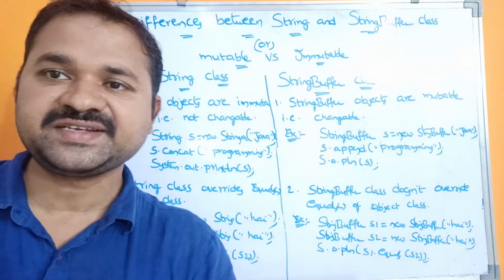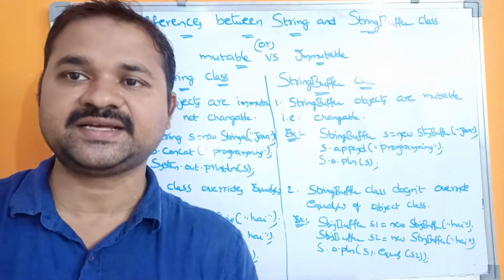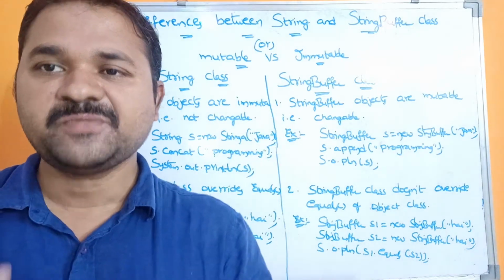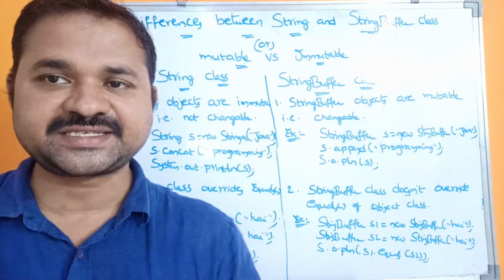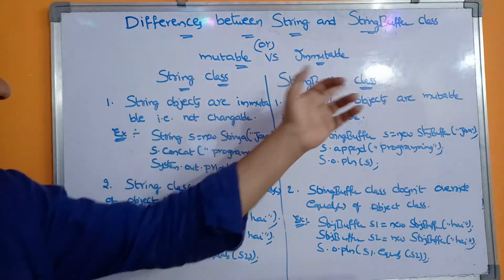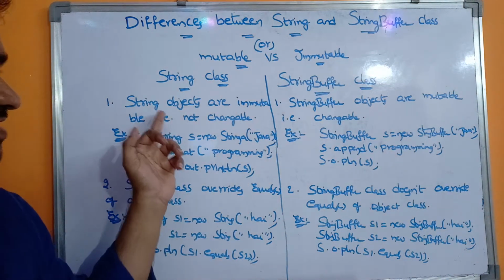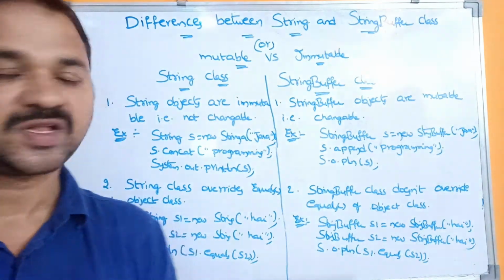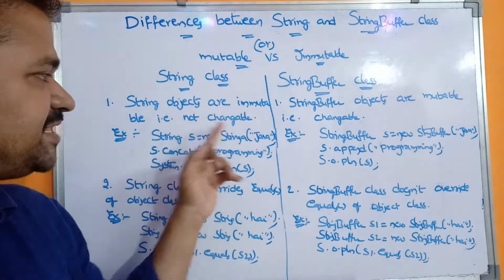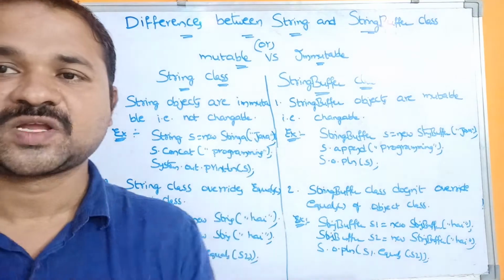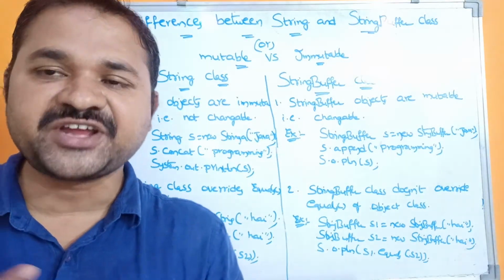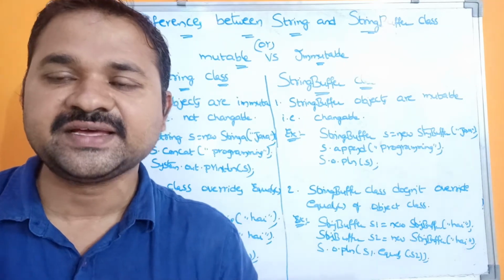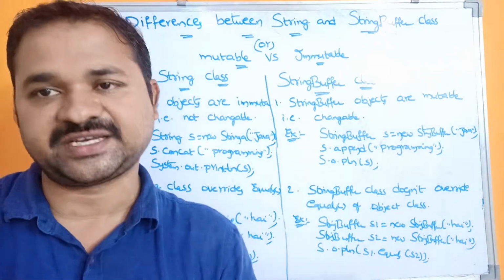Now let's see the differences between the String class and the StringBuffer class, or the differences between mutable and immutable objects. So this is the String class and this is the StringBuffer class. Let's see the first point. String objects are immutable. That means string objects are not changeable. Once we create a String object, it is not possible to modify the contents of the String object.